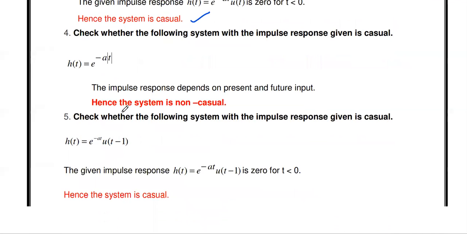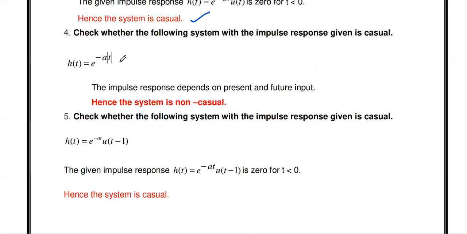Similarly, the next problem: check whether the following system with impulse response given is causal or not. H of t equal to e power minus a modulus t. We already solved e power minus a modulus t in Laplace transform and Fourier transform problems. Modulus t means this t will take a positive value as well as a negative value. If t is positive, the signal behaves one way; if t is negative, it behaves like a different one.